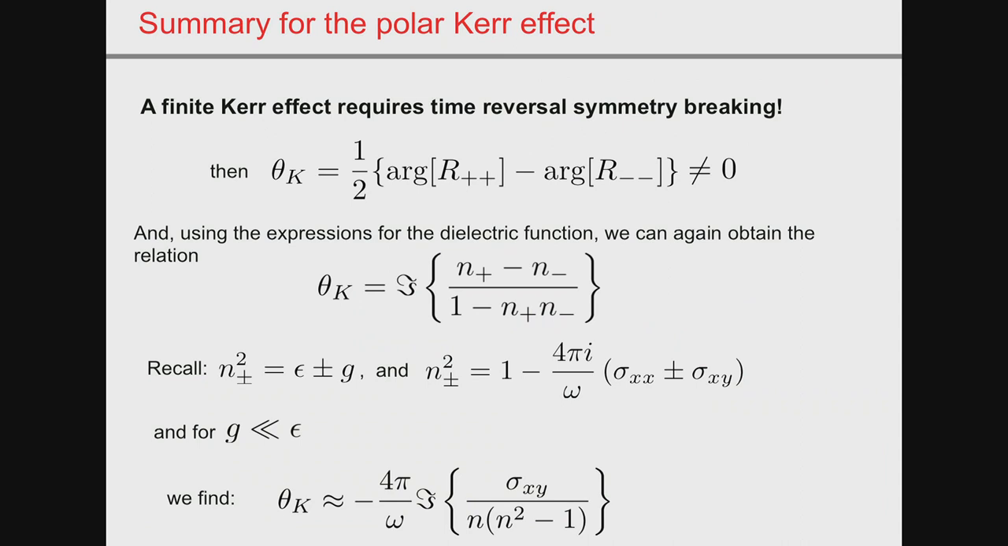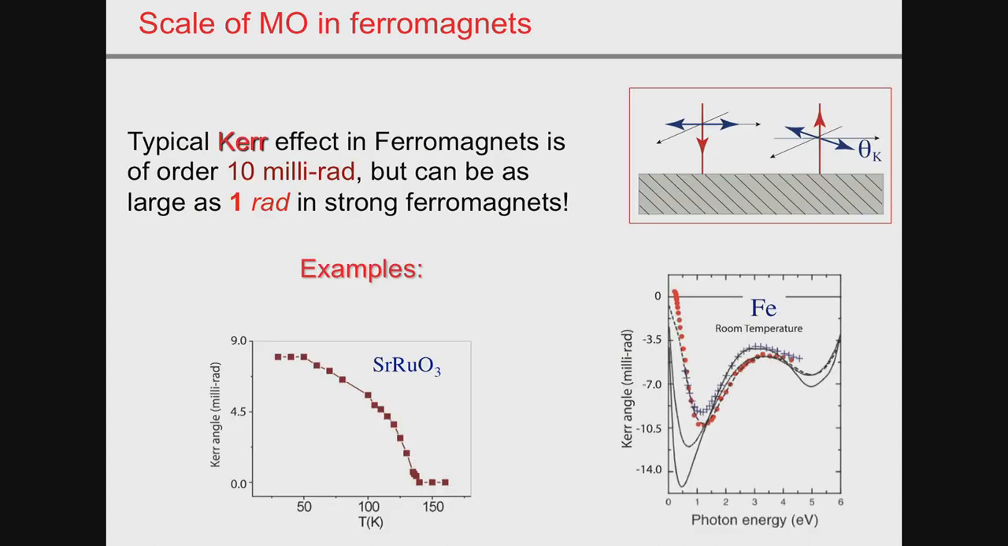Now, that's just the summary of that, because you can show that this expression goes into this expression, which I showed you first, which goes into this expression when the gyrotropy is small. That's just a summary, but it always holds in the case of time reverse asymmetry breaking.